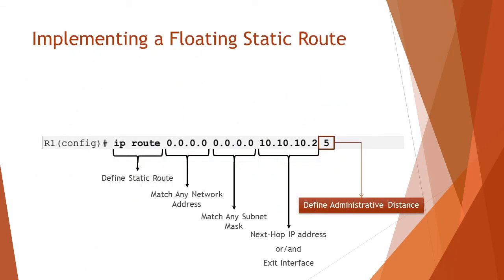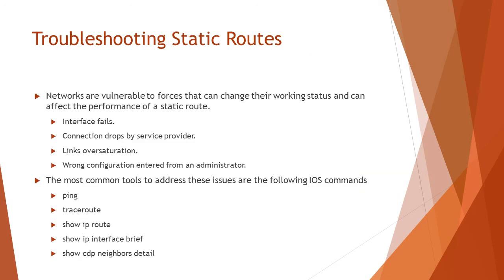Implementing a floating static route. In order to implement a floating static route, we use the same command that we have been using along this presentation, which is ip route. But in this case, we add to the tail of the command the administrative distance that the static route will have, which if not present defaults to 1.